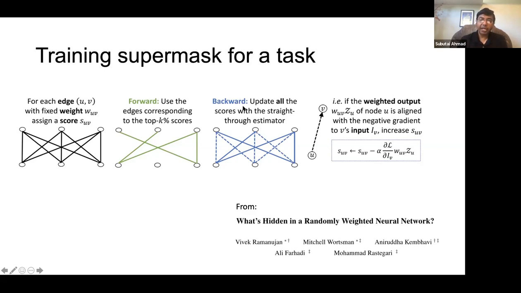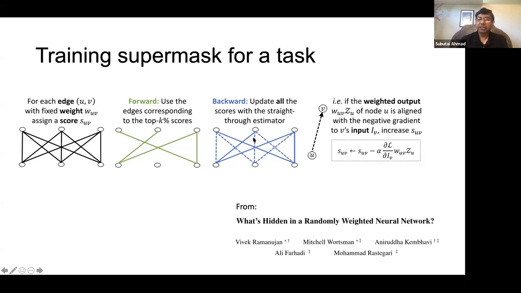But then in the backward pass, they update all the scores with a straight through estimator. So they update the scores only, not the weight values. So during the backward pass, this score, which was not in the top K percent, could suddenly become in the top K percent, and this guy could now drop. So you can actually change the connectivity dynamically through learning.